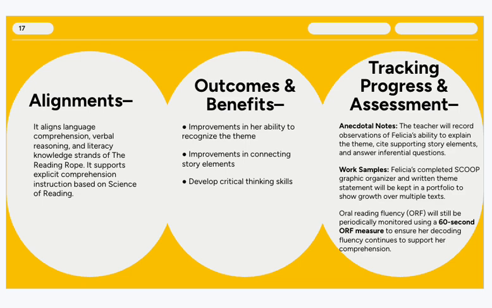Once she is done, or even during the process, we will be tracking progress and using assessments. Our notes would be the teacher will record observation of Felicia's ability to explain the theme, cite supporting story elements, and answer inferential questions. Work samples: Felicia's completed SCOOP graphic organizer and written theme statement will be kept in a portfolio to show growth over multiple texts.